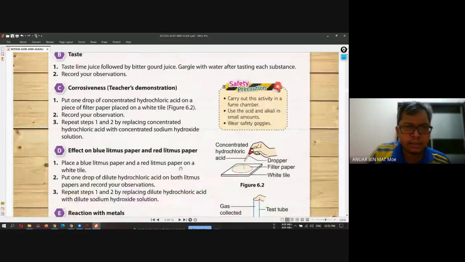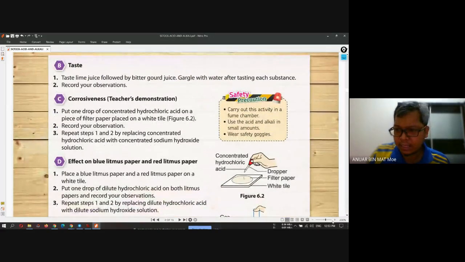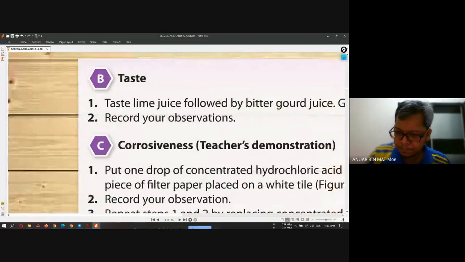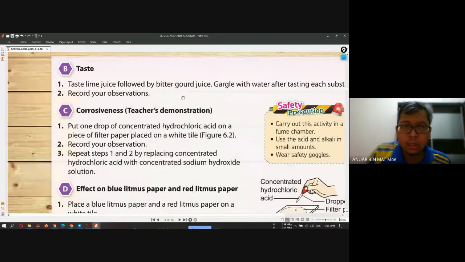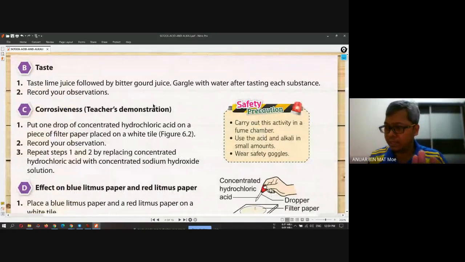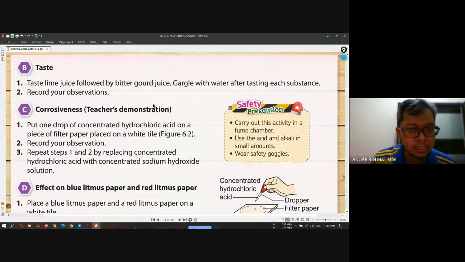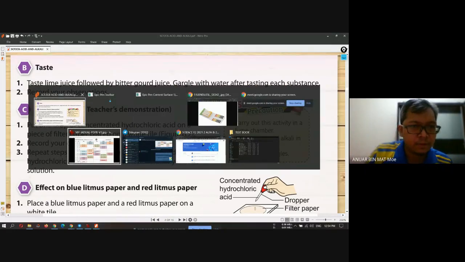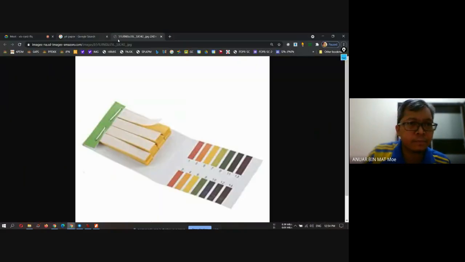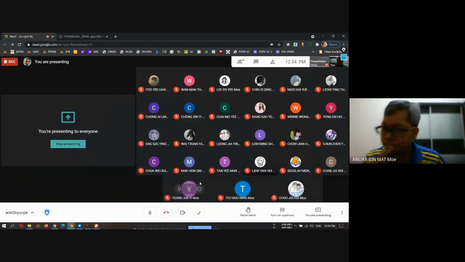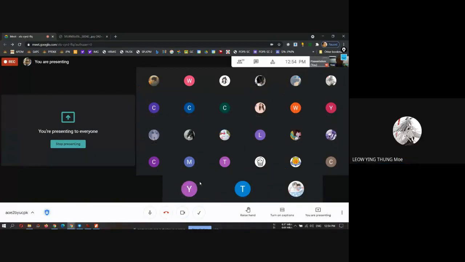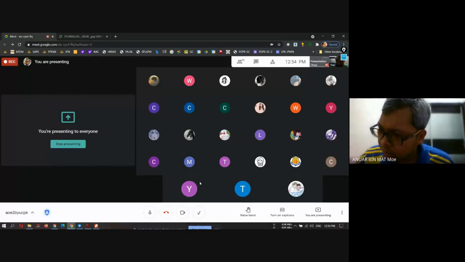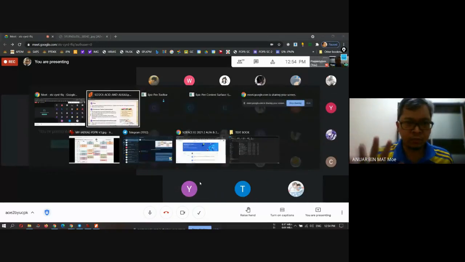Next one is the taste. You just remember like this, yeah? Acidic usually tastes sour, and then alkali usually tastes what, class? Alkali usually tastes bitter, okay? Acid usually tastes sour. That's all you need to remember.